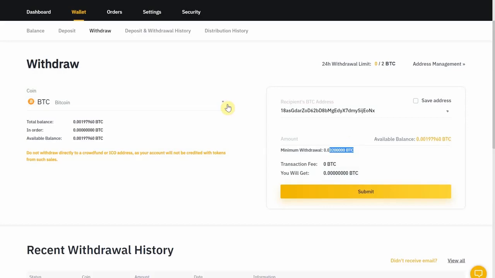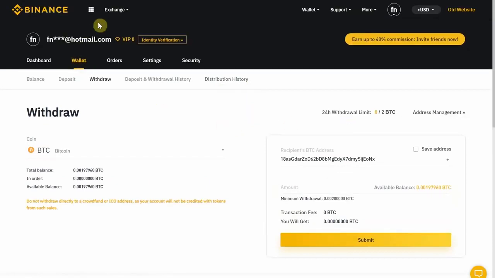Let's say you wanted to transfer back to Coinbase. So you would put the Coinbase address here and it would be sent there. Okay, so enough about this. Let's talk about the exchange.